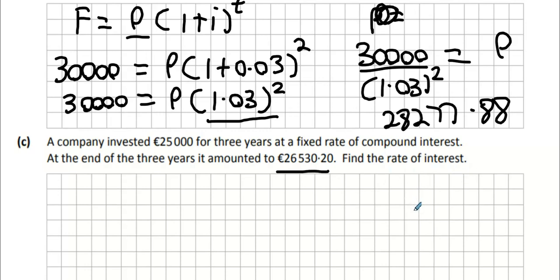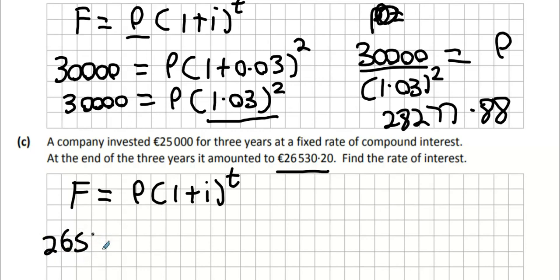Okay. So F equals P(1 plus I) to the power of T, because you're gaining interest instead of losing interest, right? So F is 26,530.20. Everybody cool with that? What's your P value? How much did you enter in to begin with? You entered in 25,000.